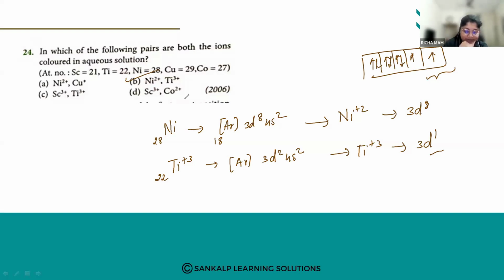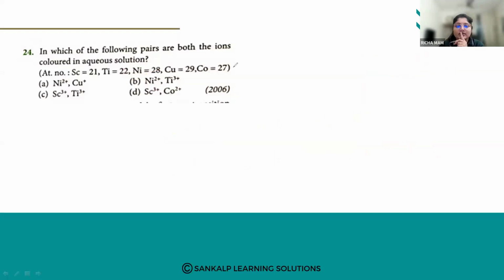If you write the other options, at least one of the ions is colorless. So you have to analyze all the options. Option number B is the correct answer. Both the ions they have asked, not only one ion, both the ions, so we have to see all the ions. Okay, fine. Let us go for the next one.